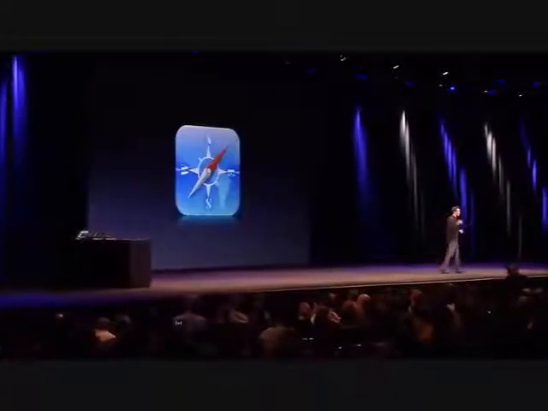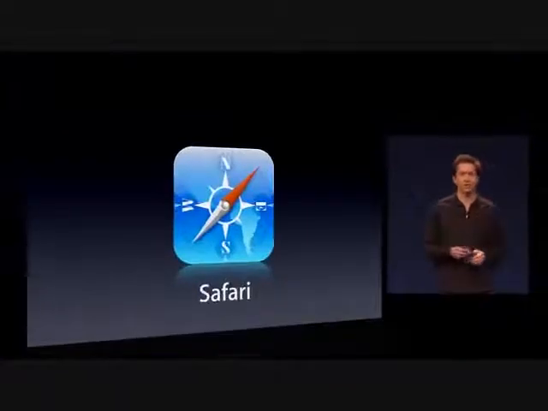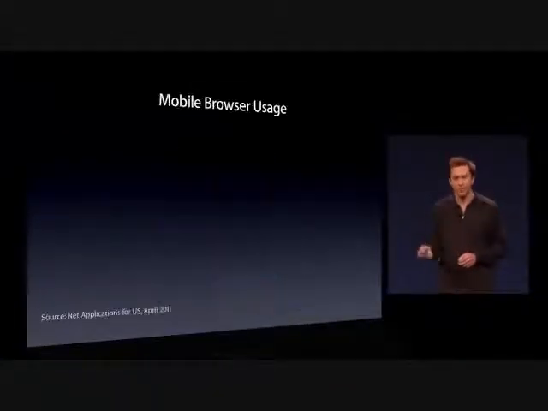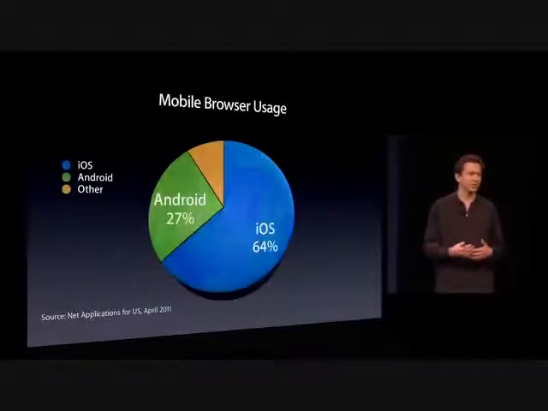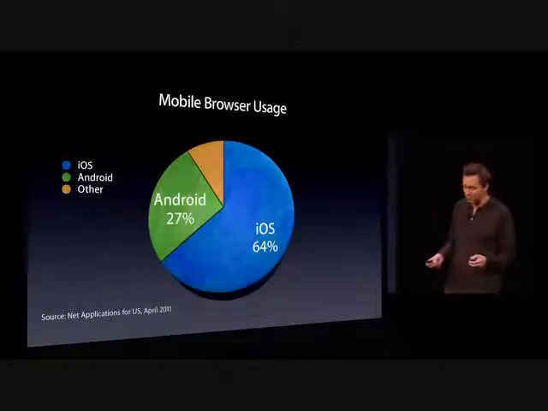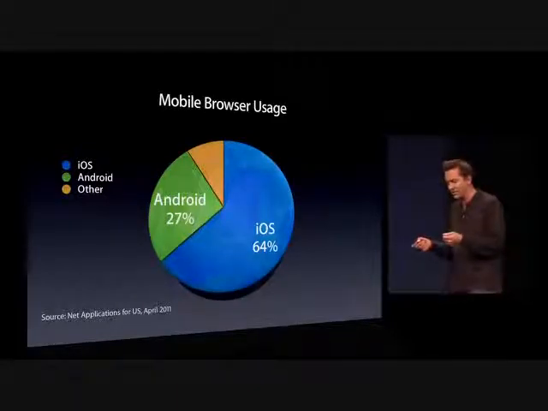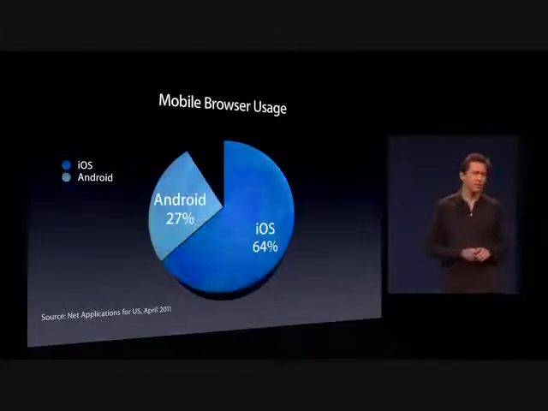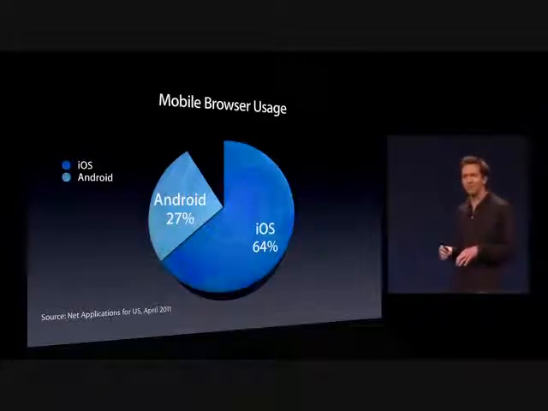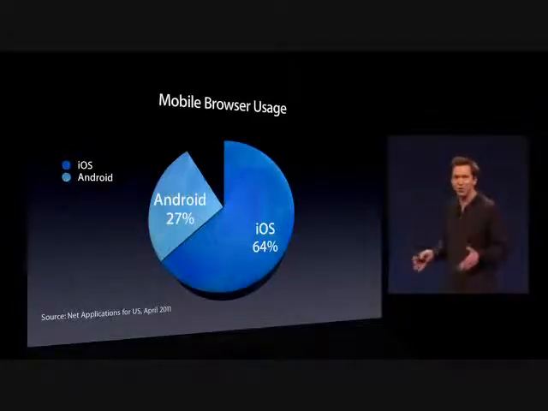Next is Safari. Safari is the best mobile web browser out there. It's also the most popular. In fact, nearly 2/3 of all mobile web browsing is done on Safari. Beyond this, we took Apple's Safari engine and open sourced it, and it's the basis of all web browsing on Android. So the Safari engine is the basis of more than 90% of all web browsing on mobile devices.